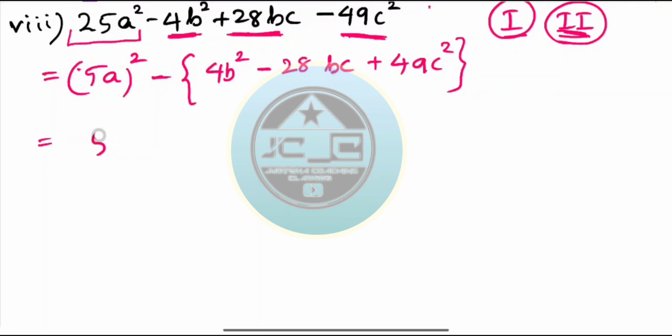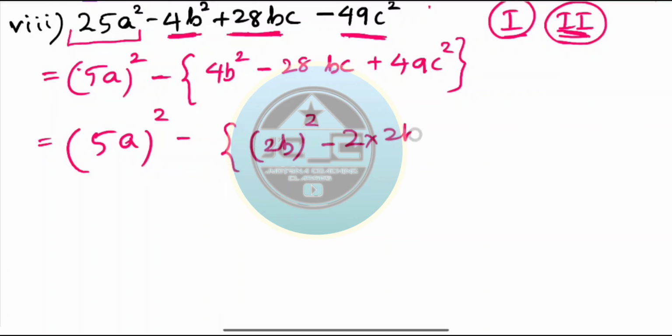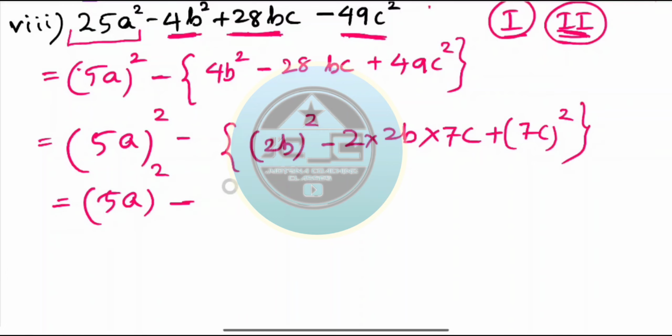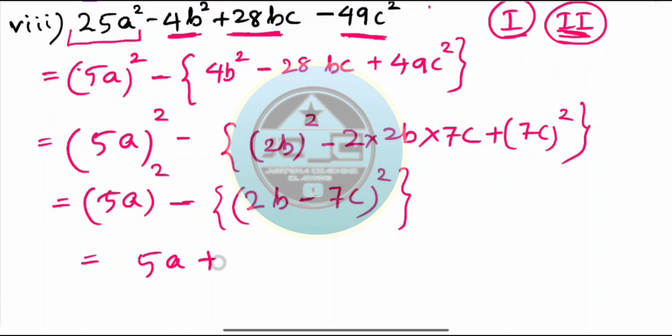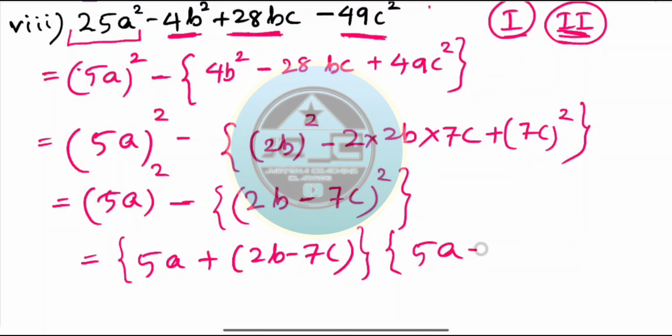Now can you tell me that (5a) whole square minus this is (2b) whole square, minus 2 into 2b into, on the other side 49c square is the square of 7c, put 7c, automatically it is 28bc. You don't need to worry about that. So this is (5a) whole square minus (a square minus 2ab plus b square), this will be (2b minus 7c) whole square. Clear? Now a square minus b square, here what is it? 5a plus 2b minus 7c, right? This is one factor, and the another factor will be what? 5a minus 2b plus 7c. Yes or no?